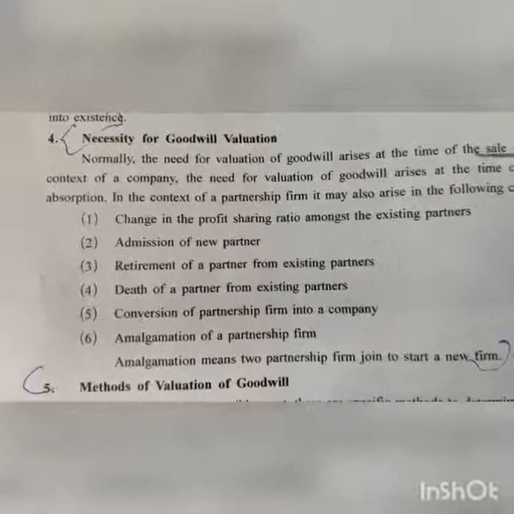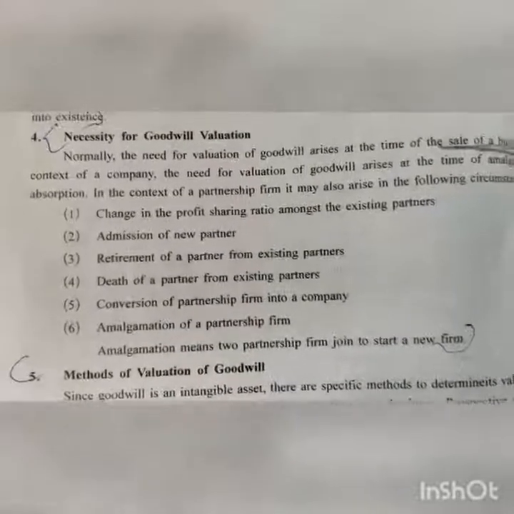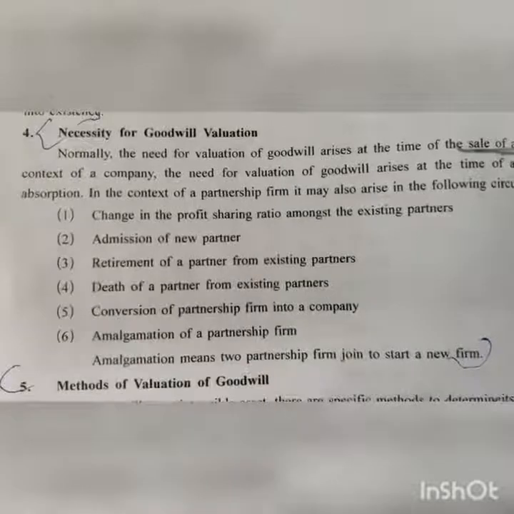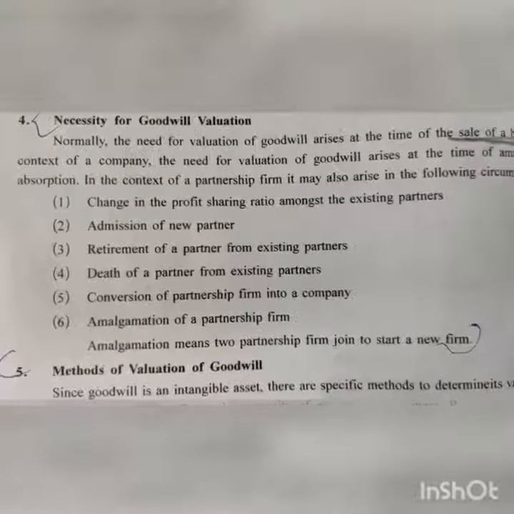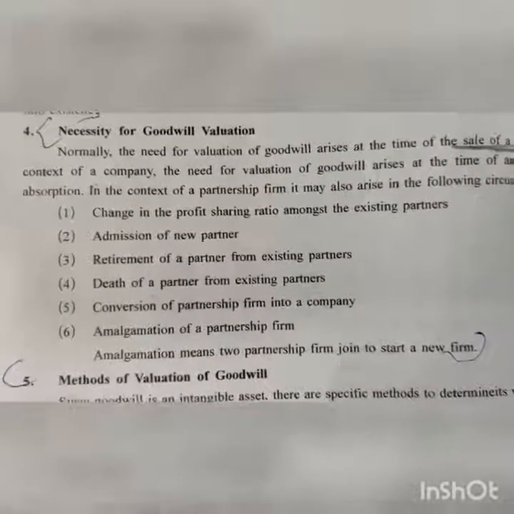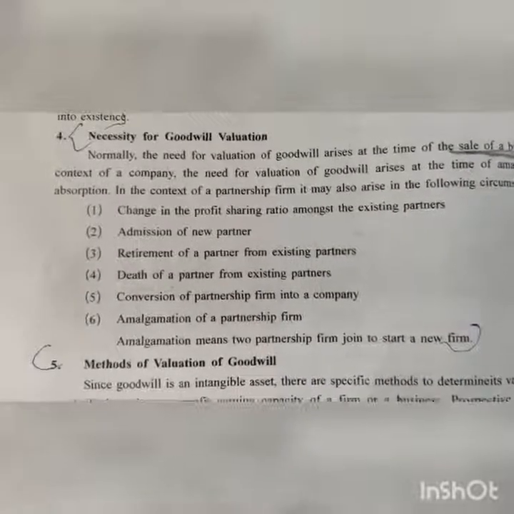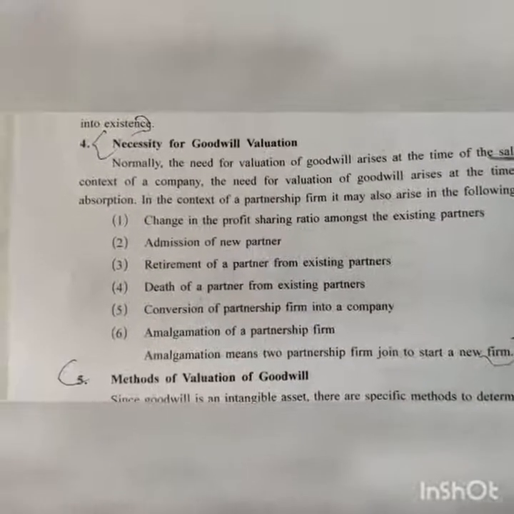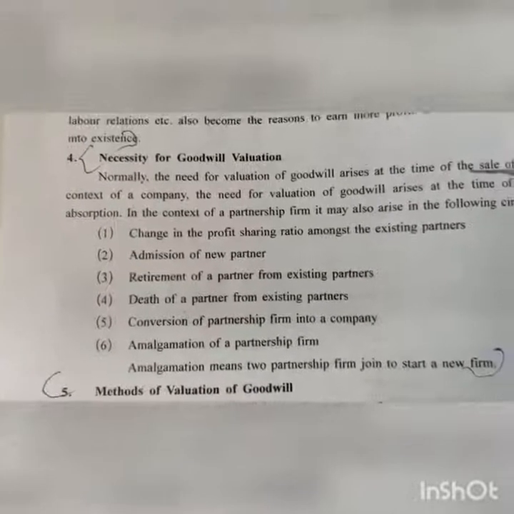Amalgamation means two partnership firms join to start a new firm. Clear? If they ask what you mean by amalgamation of a partnership firm, this will be your one-line answer: amalgamation means two partnership firms join to start a new firm. The example I gave now is that A and B are there and C and D are there. When the four partners come together, they will form a new business, a new firm. Okay, so this point is clear.